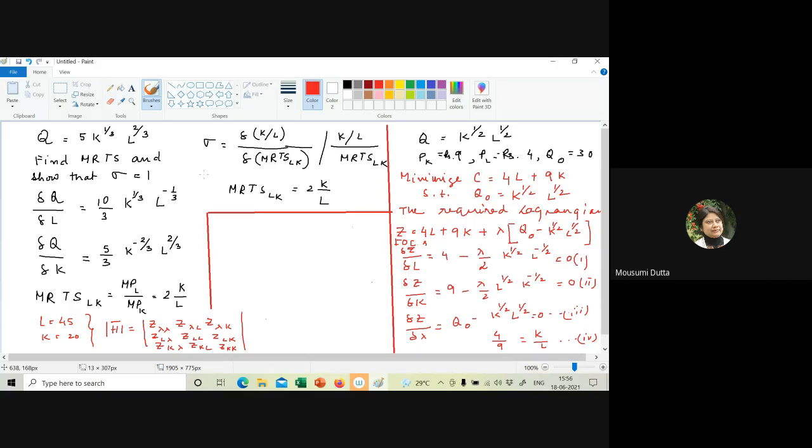So what should be the sign of our bordered Hessian determinant? Negative, ma'am, because it is a minimization problem. For the minimization problem, the bordered Hessian determinant should be negative. So you need to find out the values of all the derivatives, put the values of K and L there, and finally check what is the sign of the bordered Hessian determinant.